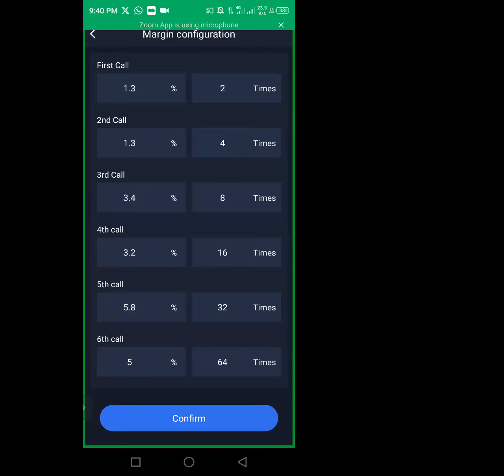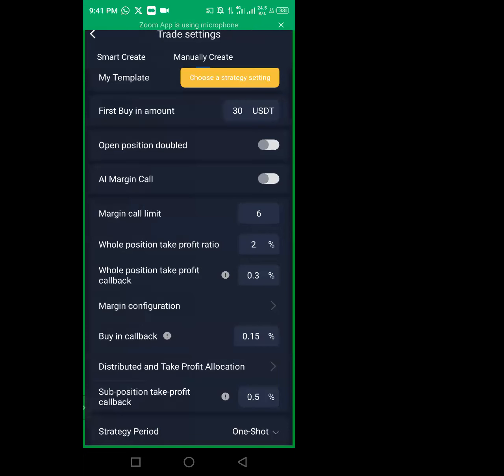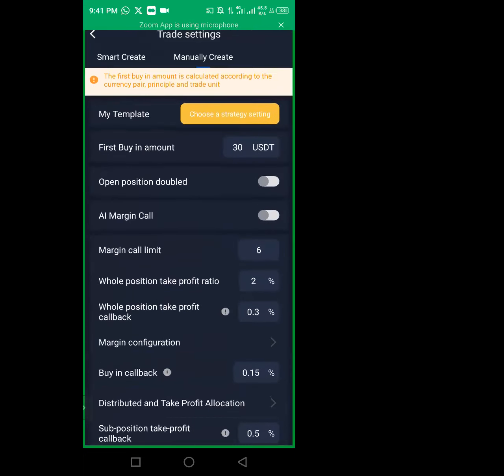Now, this fifth call, this fifth margin, this sixth margin, let me complete the explanation of the times. Then I'll come back to this for the percentage. For the fifth call, the sixth call, anytime you set or edit anything, you must click on confirm so that it will be saved. Before you leave this page, you must click save. But we are not leaving for now.